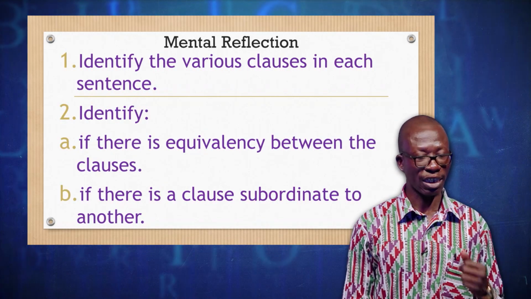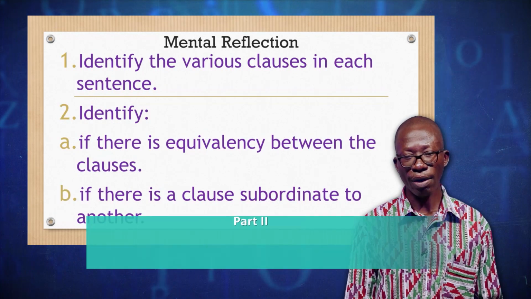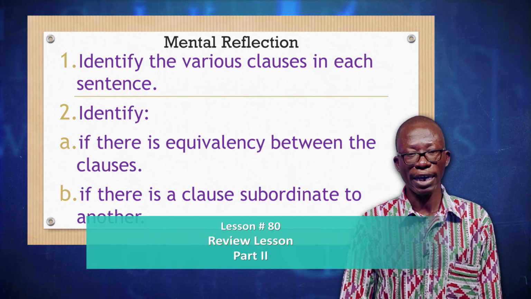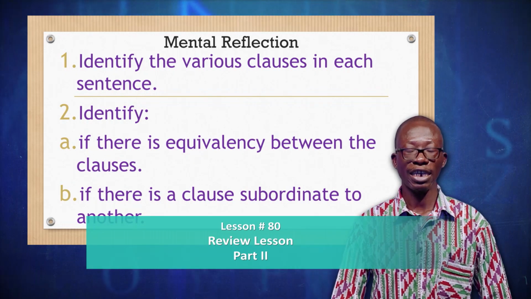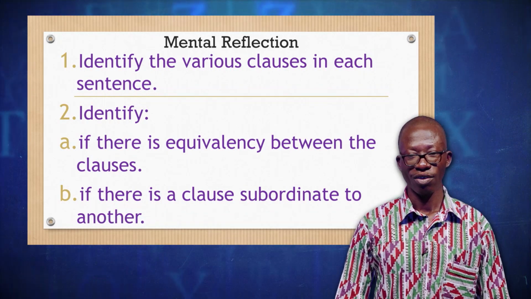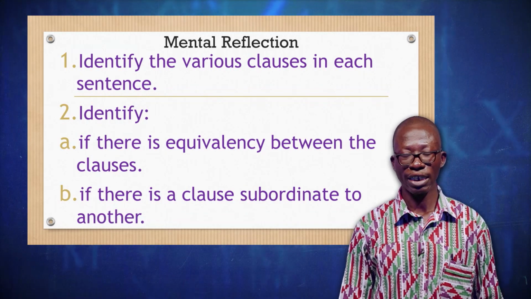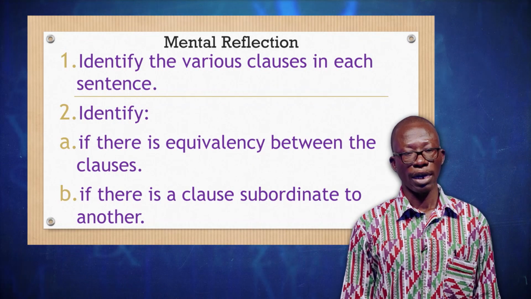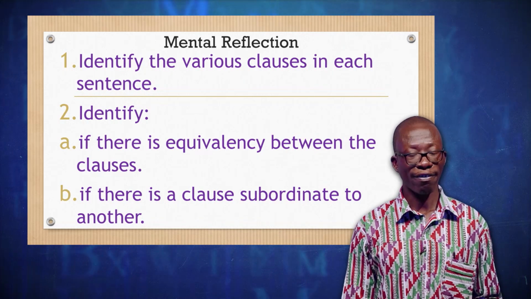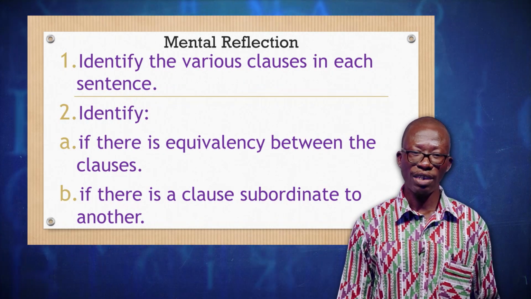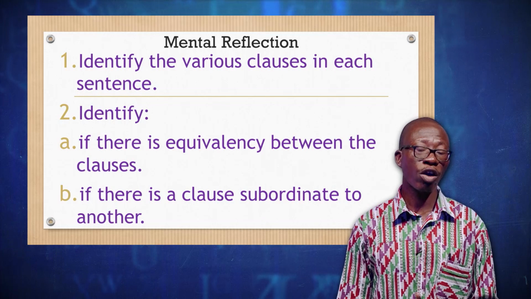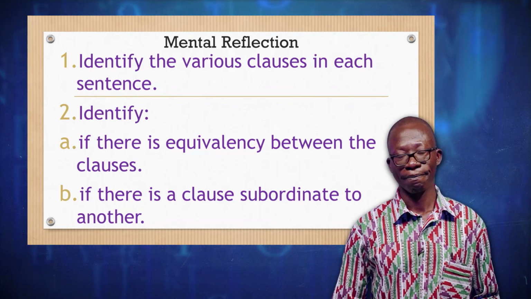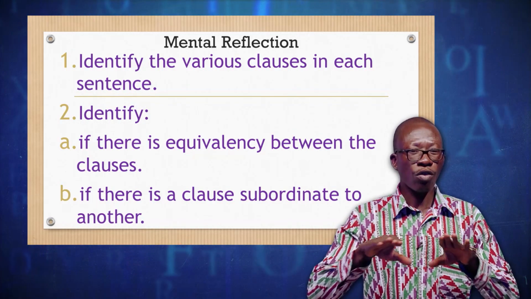Mental reflection. This is a question that we are going to subject our passage to. The first question is, identify the various clauses in each sentence. We are identifying the various clauses in each sentence. And then 2, we are to identify A, if there is equivalency between the clauses. The clauses that we shall identify, are they of equal level?